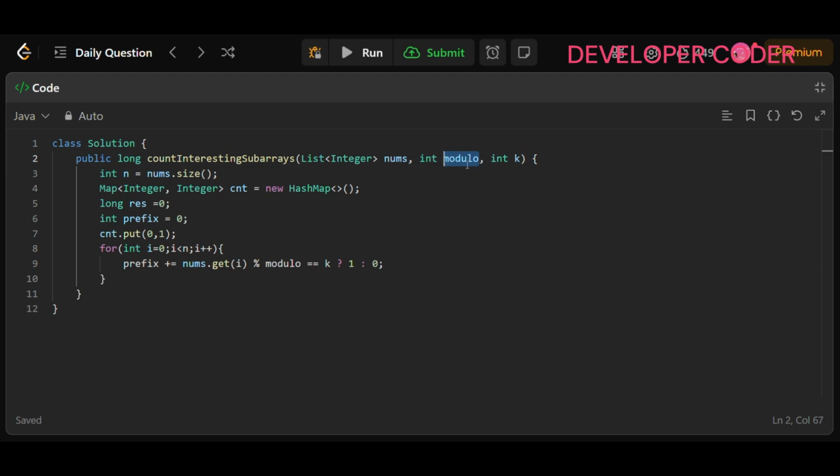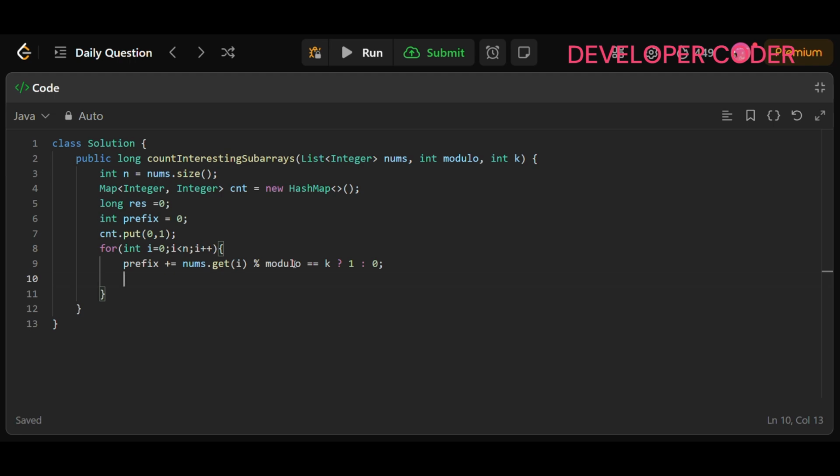Mode modulo is a little bit confusing, so you can use some other term. You can say xyz, whatever. Mode modulo is confusing, so you can take any other variable name and change it in the function. For understanding purposes you can try that, if you are getting confused with the mode modulo.